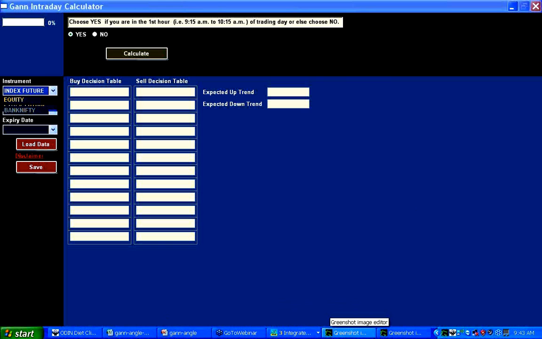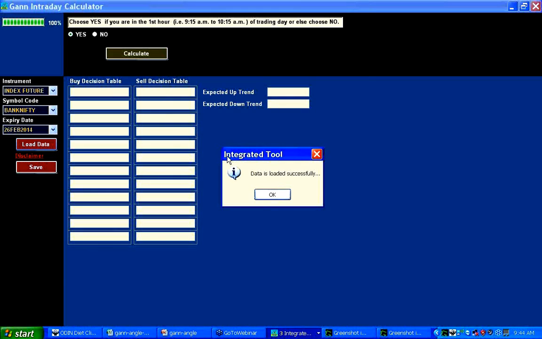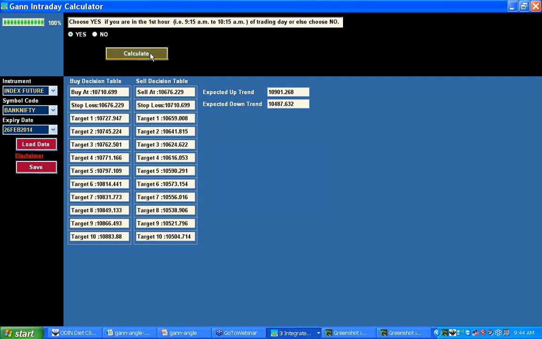I'll be loading the expiry dates also. Bank Nifty I have loaded, and now I'll load the expiry dates. I'll hit this button for 26th February, and then calculate. Yes, it is the first hour data, till 10:15, because it is taking a specific Gann's method. So it is giving you a buy at this level, keeping a stop loss here, and these are the targets.